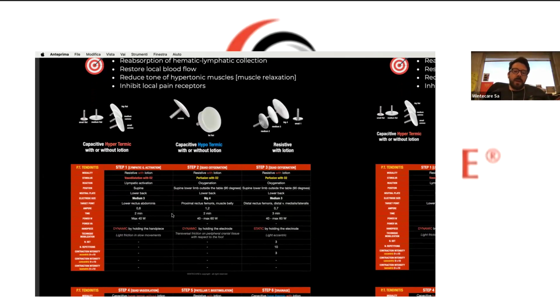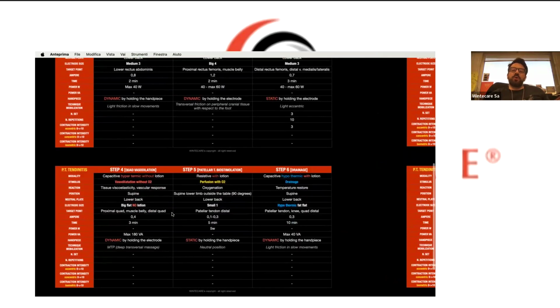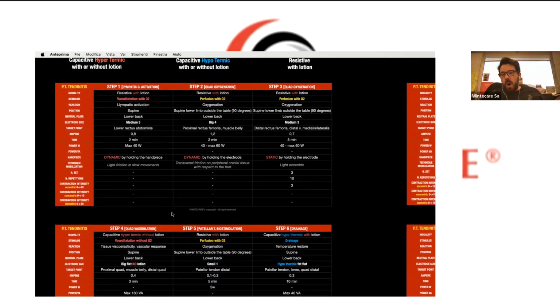Every protocol is divided in a maximum of 6 steps. In this case, step 1: modality resistive, stimuli vasodilation with O2. The reaction we are looking for is a lymphatic activation. Position of the patient, supine. Where we put the plate, one of the common questions: lower back. Size of the electrode, the medium size, the third size. In this case, we could even use the bigger one. It will depend a little bit on the patient.